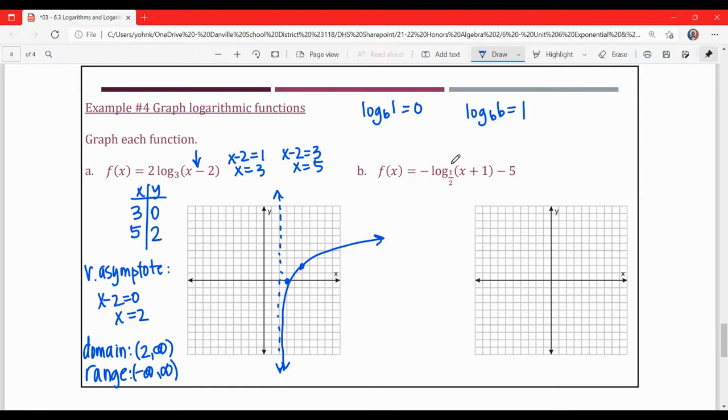All right, if we look at letter B, f of x equals negative log base 1/2 of x plus 1 minus 5. Well, I can make my table. Remember, I want the stuff in the parentheses to be equal to 0, or to be equal to 1. So x plus 1 equals 1. And I want the stuff in the parentheses equal to the base. So that's going to give me an x of 0 and an x of negative 1/2.